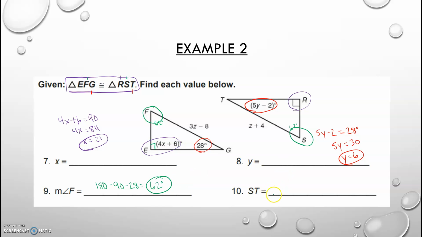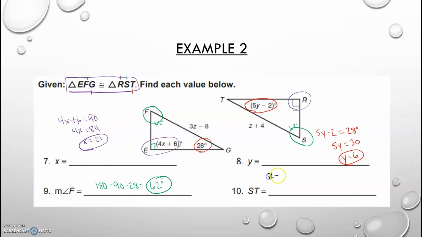All right, last one says ST. Well, I need a Z first. So if we look here, ST goes with FG. So I know ST is the same as FG. Let me change colors again. I'm running out of colors. We'll go black. ST is the same as FG, so we know they're equal.